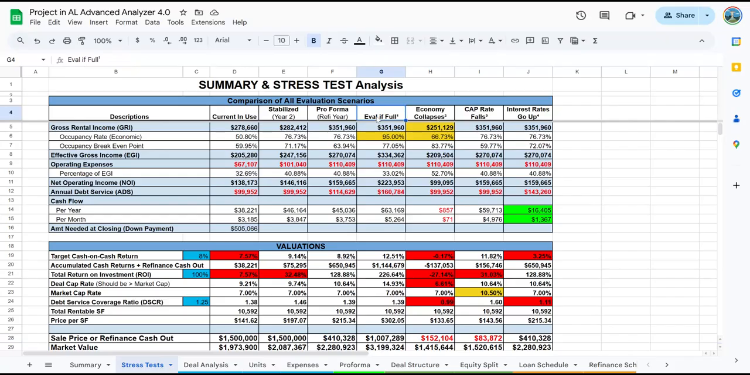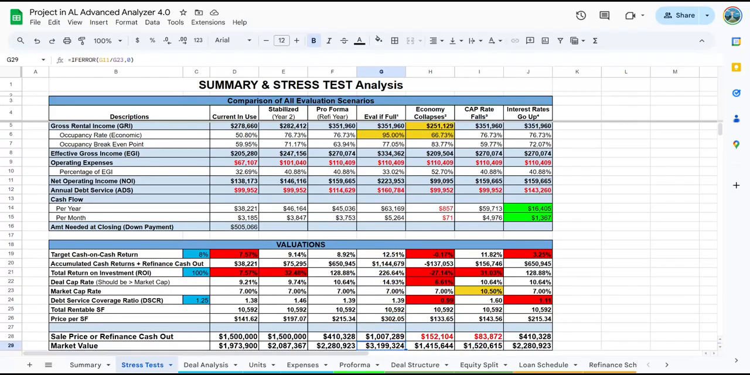Now, if it goes full when we refinance, we come down here and we see our market value has gone up to 3.2 million, and we'll cash out a 1 million. And you can see all these other benchmarks are met.